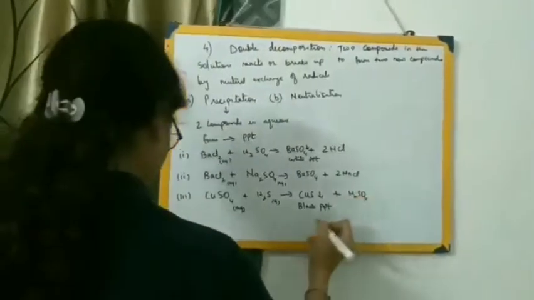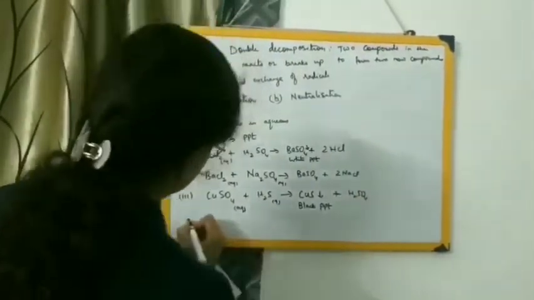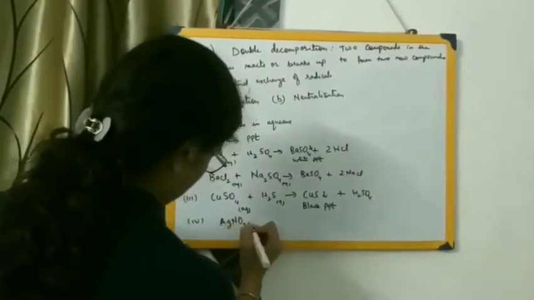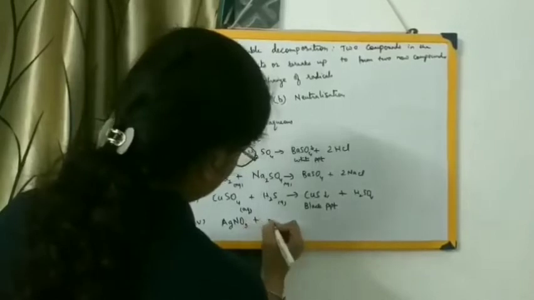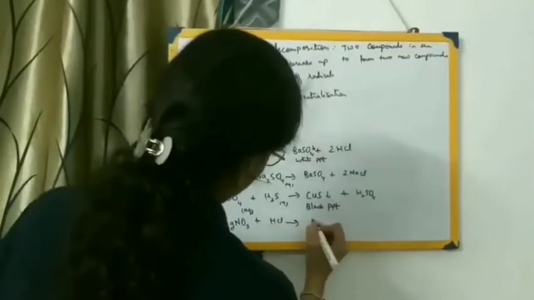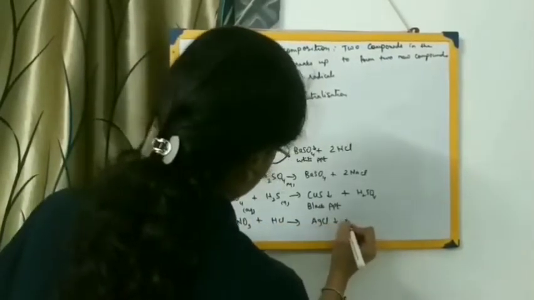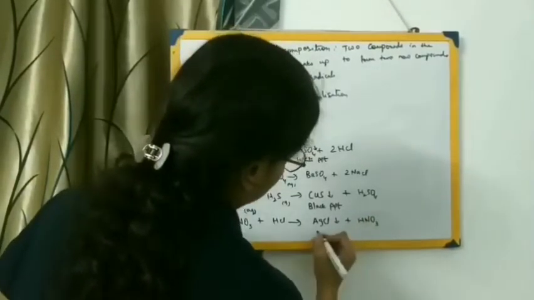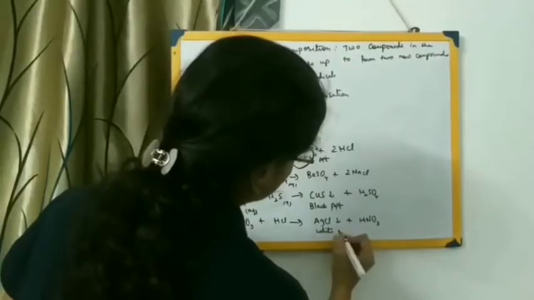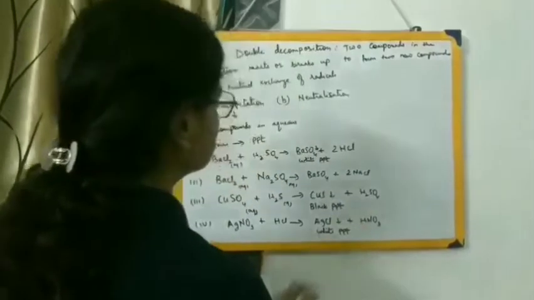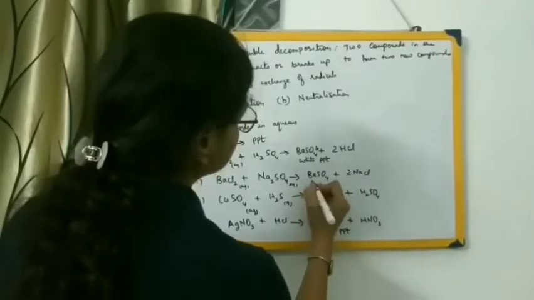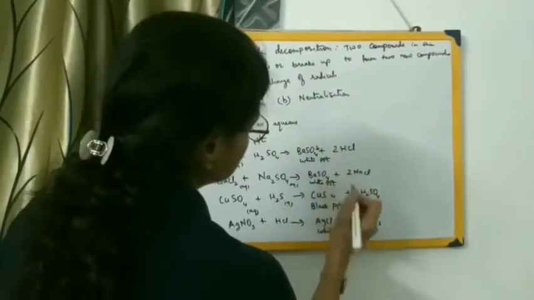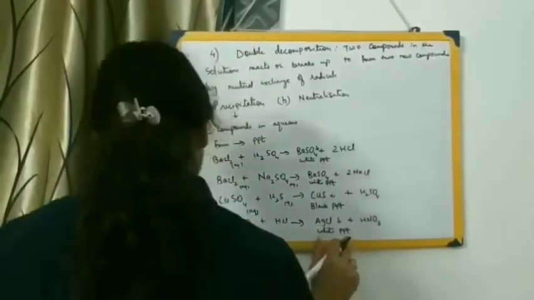Let's have another example: AgNO3 plus HCl, forming AgCl plus HNO3, that is a white precipitate, white PPT. In all these reactions I am just giving you the color of the precipitate. Barium sulfate will also be a white PPT over here. So this also, a white precipitate of silver chloride, will be formed.